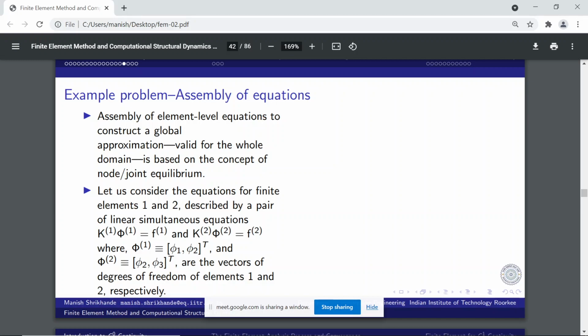So finite element 1 equations are defined by k1 phi1 is equal to f1, and finite element equations for element 2 are defined by k2 phi2 is equal to f2. And phi 1 is the vector which contains the primary variables at node 1 and node 2, and phi 2 is the vector which contains the primary variables at node 2 and node 3. So obviously you can see that there is going to be some kind of overlap because the primary variable at node 2 is common between the two sets of equations.